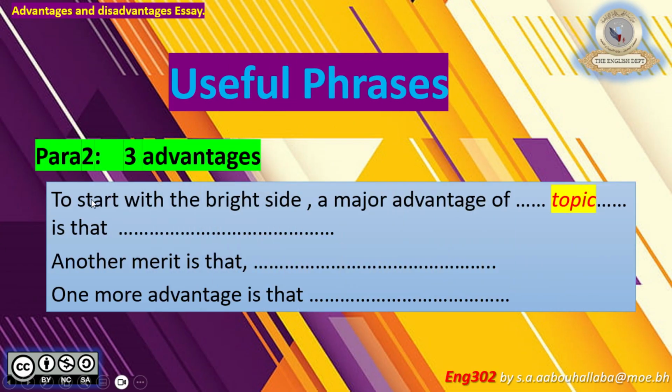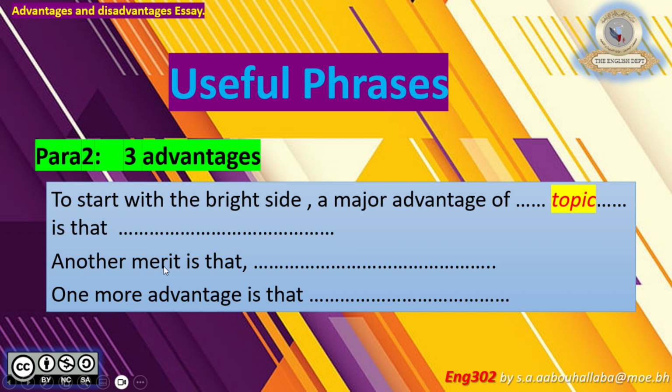Well, what about the advantages paragraph? Here you can use these phrases. To start with, the bright side, a major advantage of the topic is that, and you say, here you need to brainstorm before writing and decide what are the advantages of this topic. You need to mention 3, as I said. So this is how you introduce the first one. Then you come to the second one.